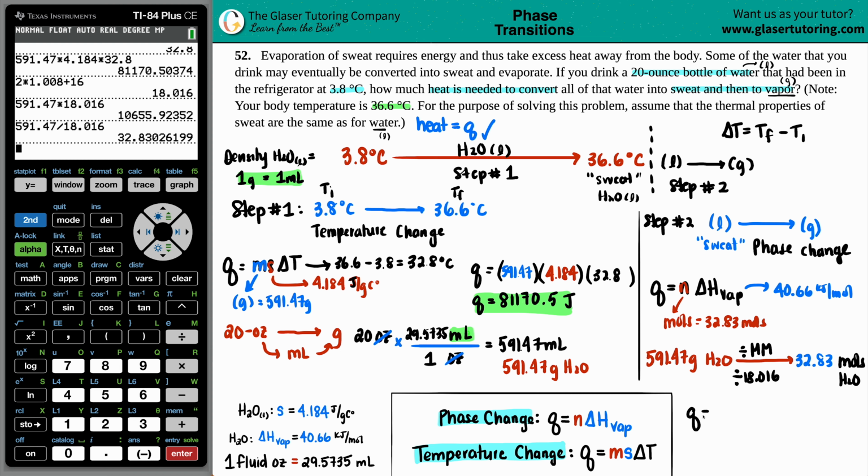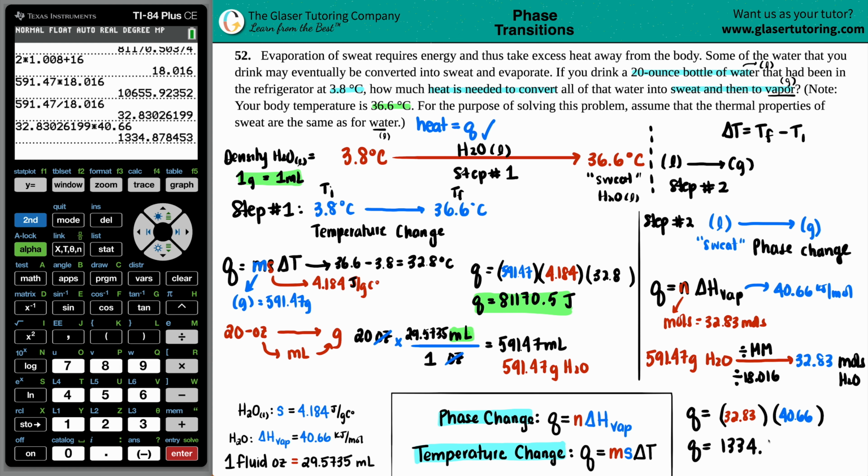So in this case, we have Q equals n times the delta H. My n value is 32.83, and my delta H value is 40.66. Okay, Q equals. I'll just take the total number up here, because technically it's not the final answer, so I shouldn't really round that much, times 40.66. Okay, we get 1334.9 kilojoules. All right, so that's the amount of energy that's needed to just turn that sweat into vapor.